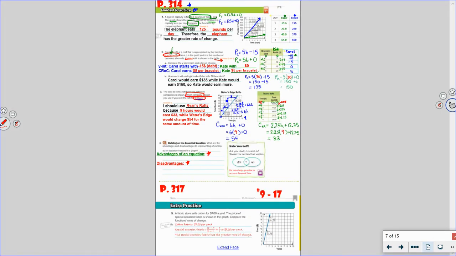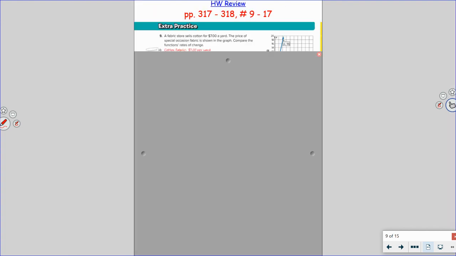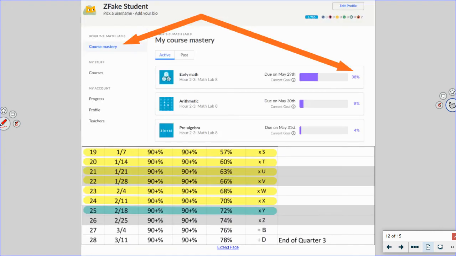Carry into your homework, ladies and gents, numbers 9 through 17. And don't forget a little extra time on Khan Academy because you know what's coming up tomorrow, the 18th.